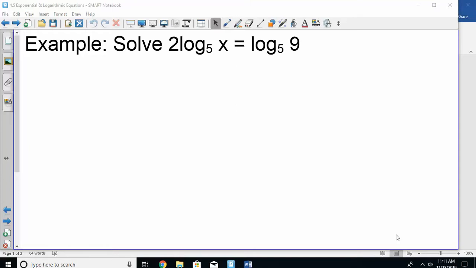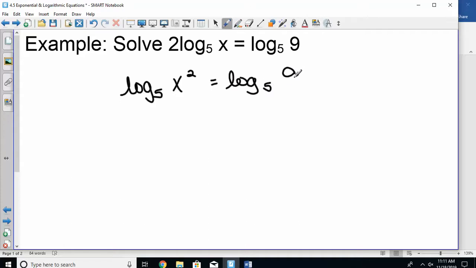Okay, we know properties of logs. If you have a coefficient, that can turn into an exponent. So that's log base 5 of x squared. Now I am down to 1 log on each side. So then we can use properties of logs and say, okay, I can drop those logs. So that means x squared equals 9. Square root, plus and minus. So x is plus and minus 3.